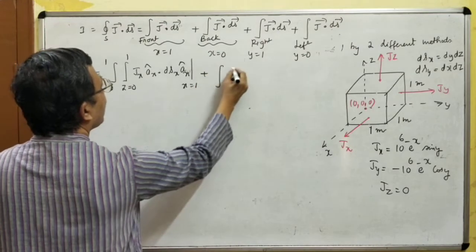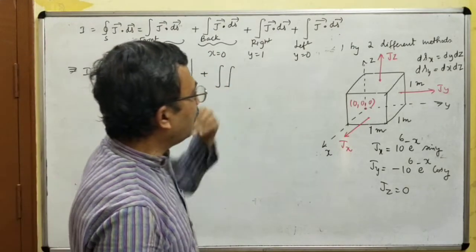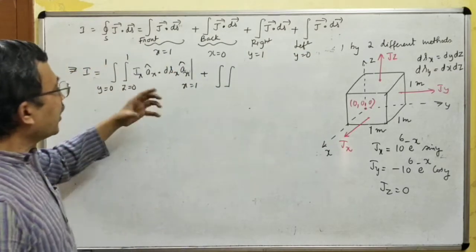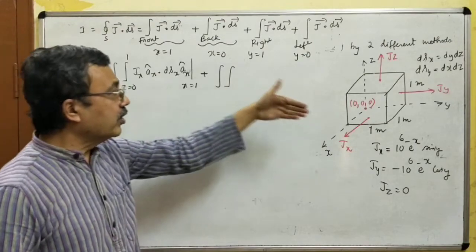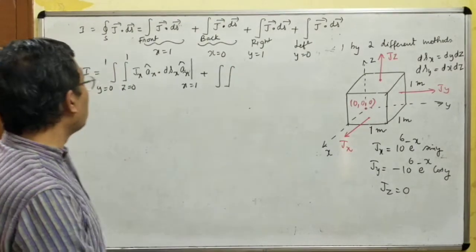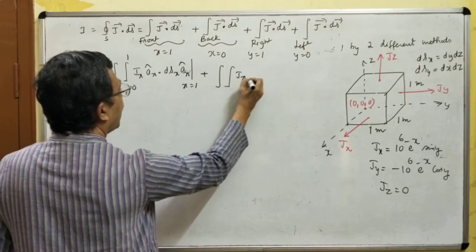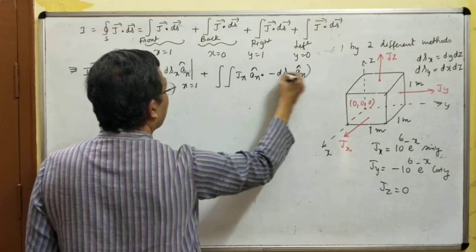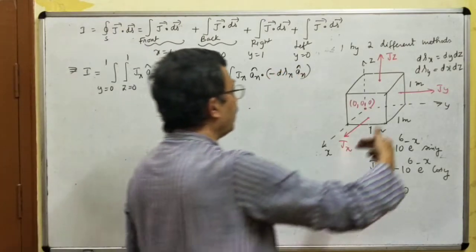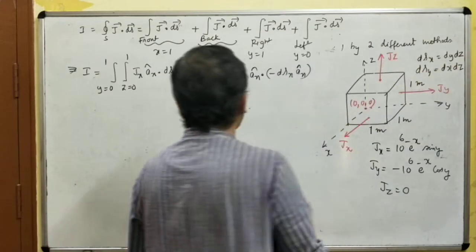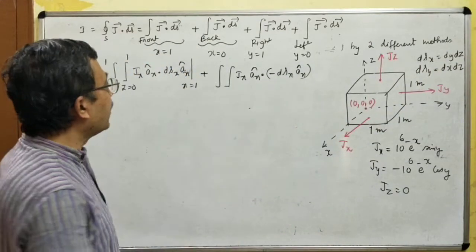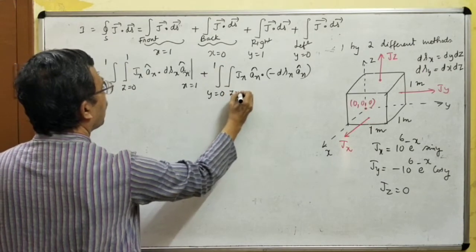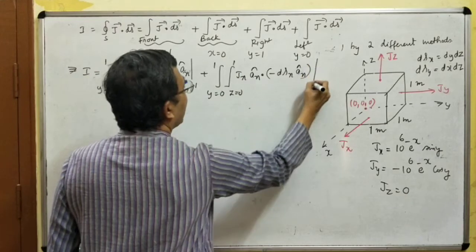Plus double integral for the back face, where vector J is entering. Entering means we have to take a minus sign. What leaves is taken as plus, what enters is taken as minus. So this is Jx a_x cap dot minus dSx a_x cap. Why this minus sign? Because at the back face vector J is entering. So here y varies from 0 to 1, z varies from 0 to 1, and the back face is at x equal to 0.